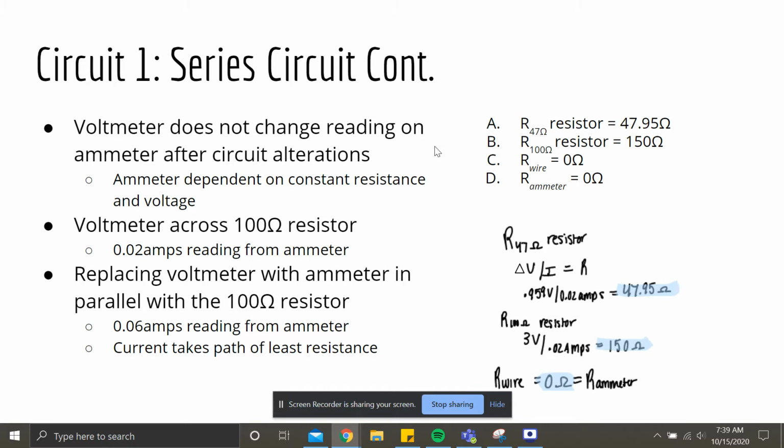Next, we calculated the resistance for some elements of the circuit. For the 47 ohm resistor, I got 47.95 ohms, and for the 100 ohm resistor, I got 150 ohms, and for both the wire and meter, I got 0 ohms, and that's because the delta V was 0.